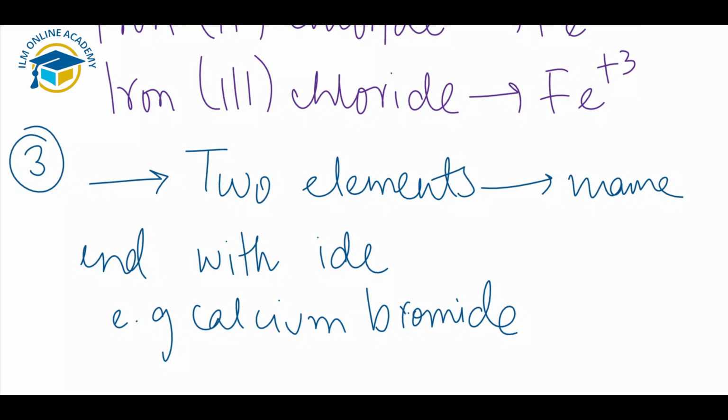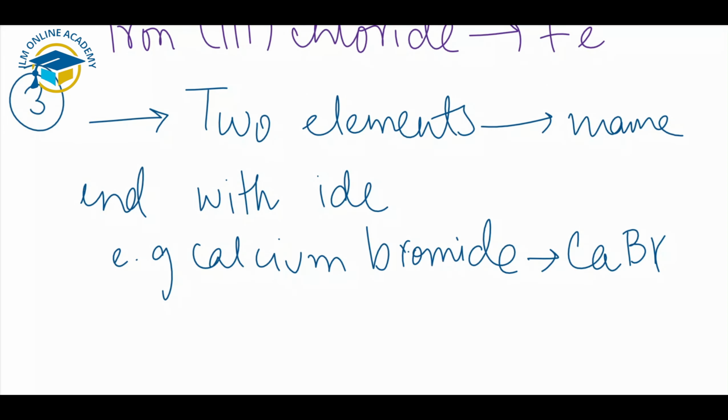Compounds containing only two elements have names ending with IDE. For example, sodium chloride NaCl, calcium bromide CaBr2. There is more than one atom present, but in calcium bromide, the formula CaBr2, there are only two types of elements present, calcium and bromine. Despite the number of atoms, in calcium bromide we have one calcium and two bromine atoms, but they are just two different elements. So the name will end with IDE.